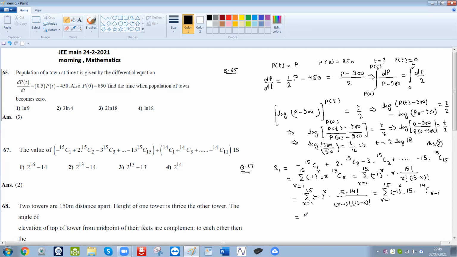Now let us take out 15, which can be taken outside. Along with that, I take this minus 1 also, so that I get a symmetrical expression. r goes from 1 to 15, minus 1 raised to the power r minus 1.